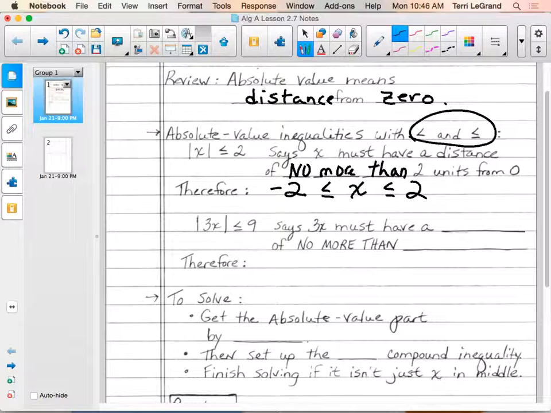If you remember right, when we were solving absolute value equations, we would have said the absolute value expression is by itself, so I'm going to set x equal to any numbers that have a distance of 2. So we set it equal to negative 2 and positive 2, and then we solved it. Well, we have inequalities this time instead of equations, so we have to set up a compound inequality instead. So that's how we got rid of the absolute value bars.